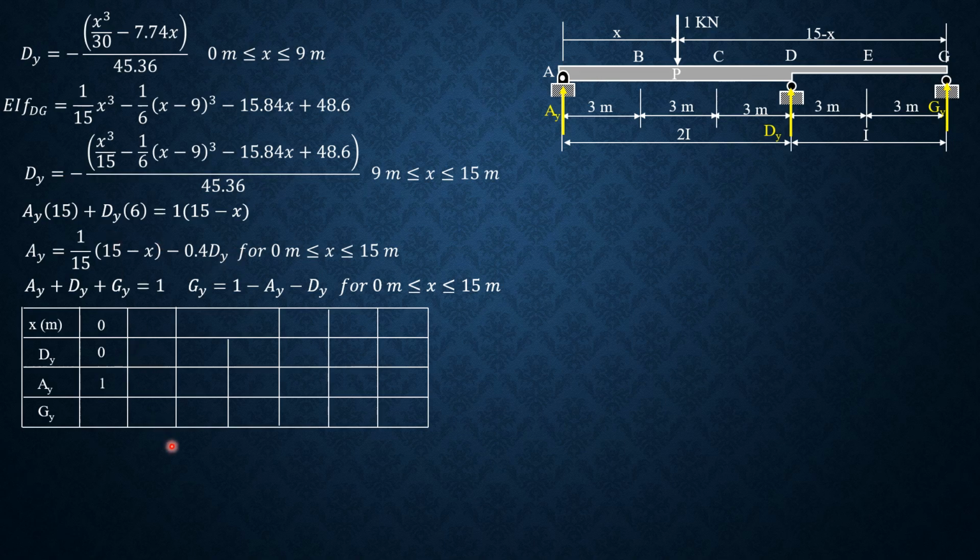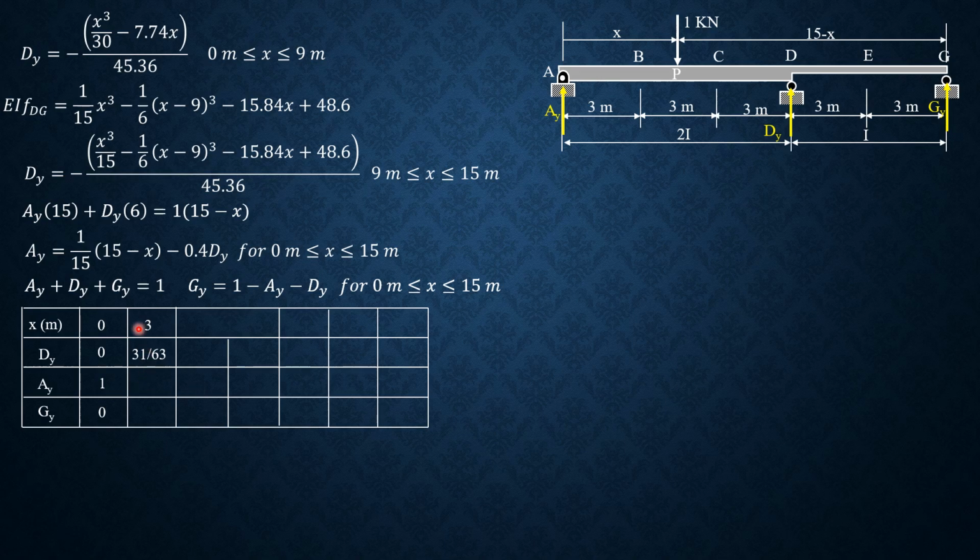Ay is 1. Then gy is 1 minus 1 minus 0, which is 0. When x is 3, dy is the negative of quantity 3 cubed over 30 minus 7.74 times 3 over 45.36, so it will give us 31 over 63.